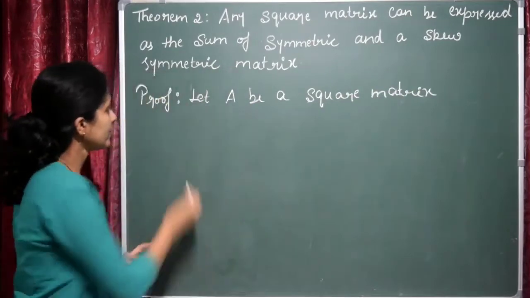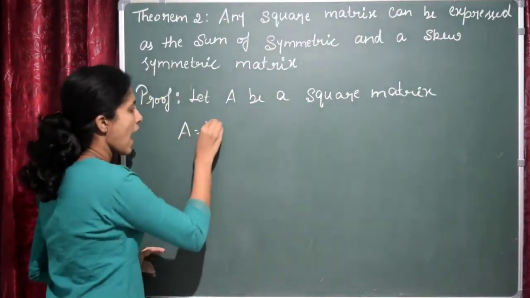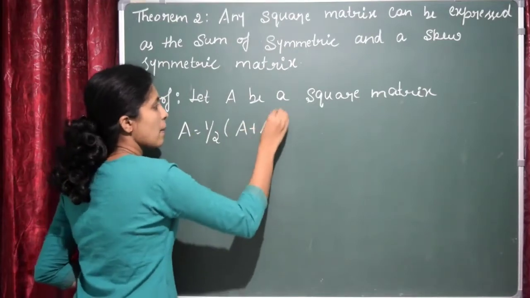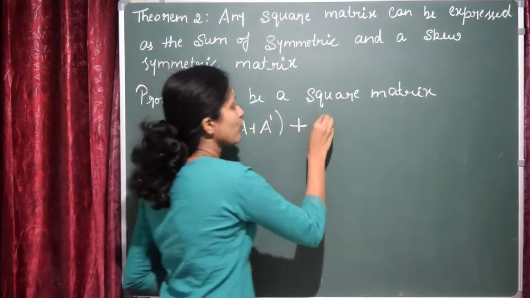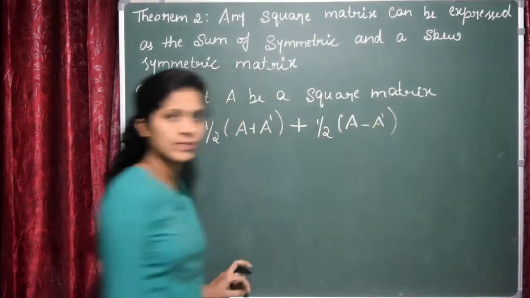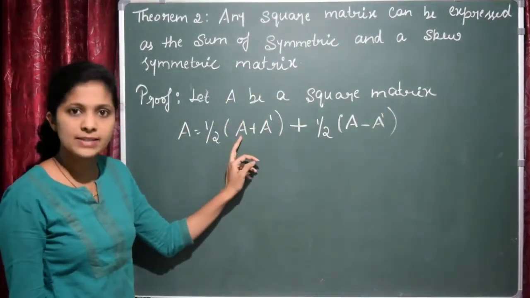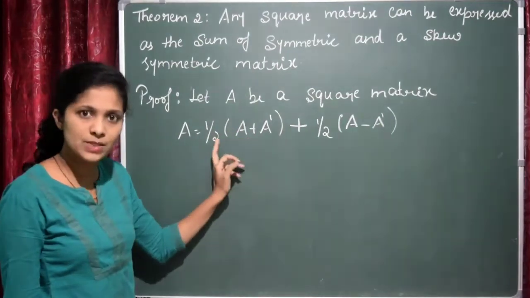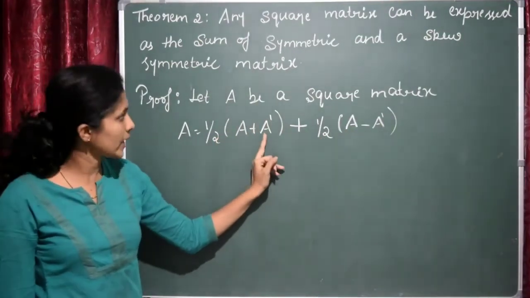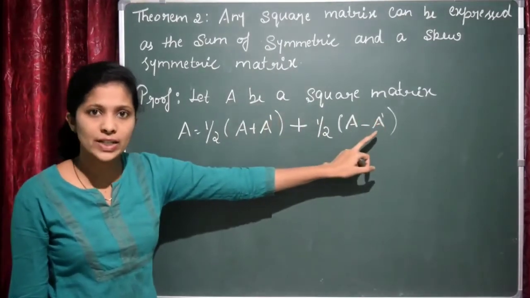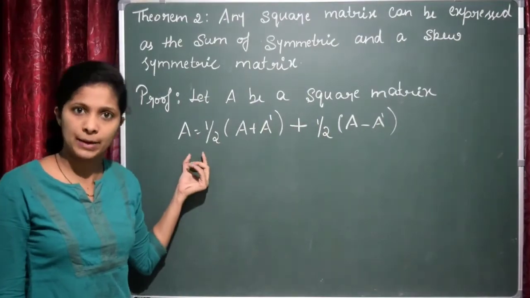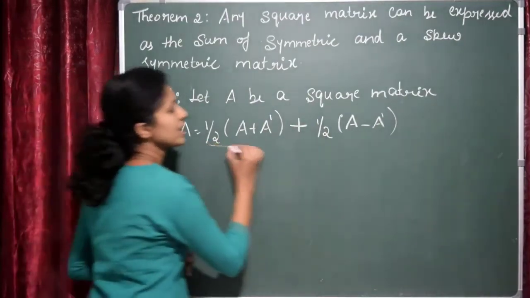Now can I write A as half of (A plus A dash) plus half of (A minus A dash)? Can we write it like this? Half of A plus A dash: this will be 1 by 2 into A plus 1 by 2 into A dash plus 1 by 2 into A minus 1 by 2 A dash. The 1 by 2 A dash and minus 1 by 2 A dash will get cancelled, and 1 by 2 A plus 1 by 2 A will be equal to A. Is it clear? So A can be written like this.